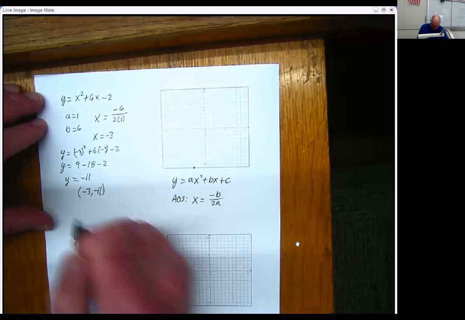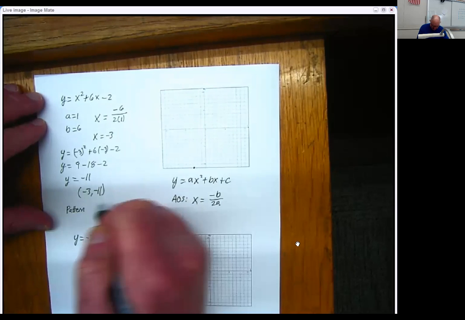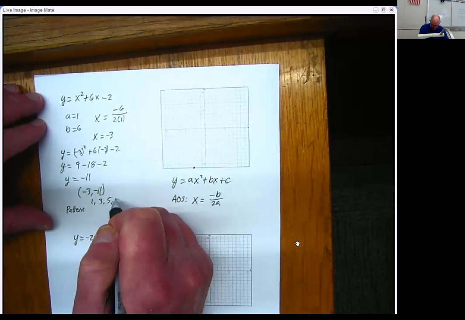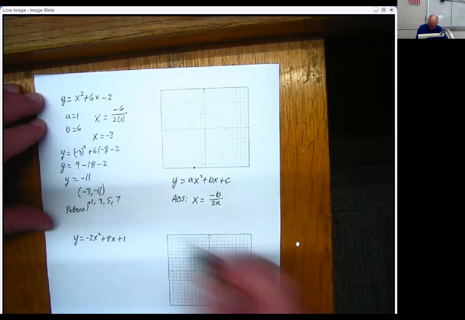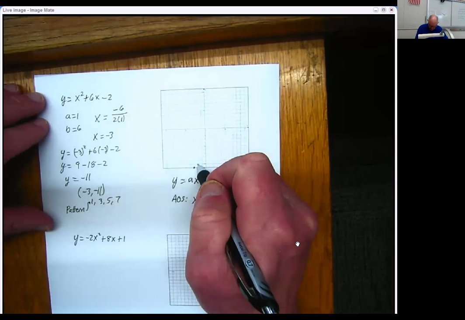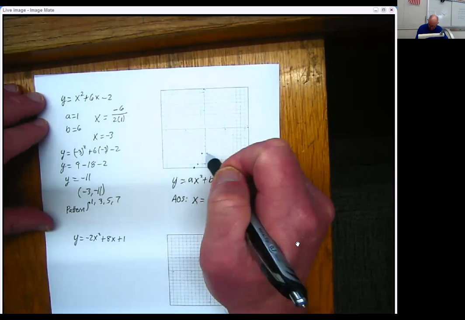And now I'm going to consider my pattern. So I'm going to multiply 1, 3, 5, 7 by the a value, which is 1, so it just remains 1, 3, 5, 7. And so I'm going to go over 1, up 1, over 1, up 3, over 1, up 5.